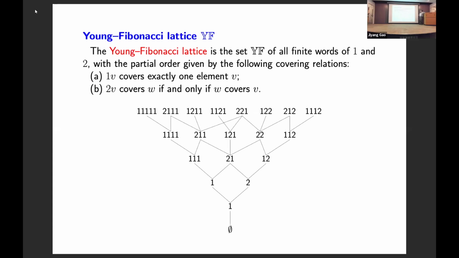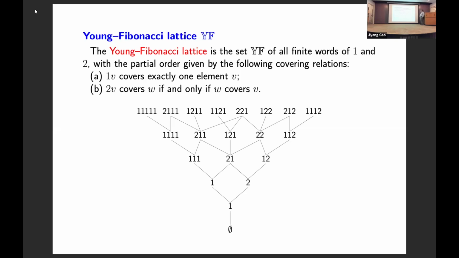The Young-Fibonacci lattice is a set consisting of all finite words of ones and twos. We call such a word a Fibonacci word, and it is partially ordered by the following covering relations. The covering relation is defined inductively. So 1v covers exactly one element v, so we remove the first 1 here and you get v. And a word of the form 2v covers w if and only if w covers v, so you see something like that.